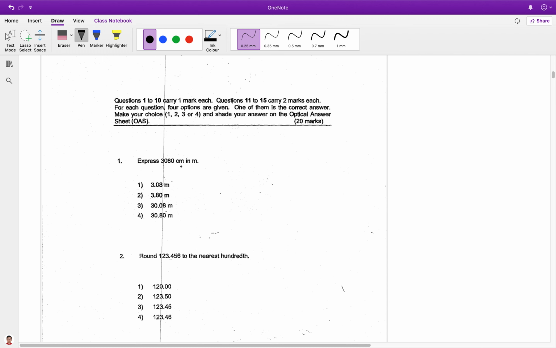First question, express 3080 centimeters in meters. This is about unit conversion. We know that 100 centimeters equal 1 meter. So with this, we need to move the decimal point two positions to the left. So it comes with this one.